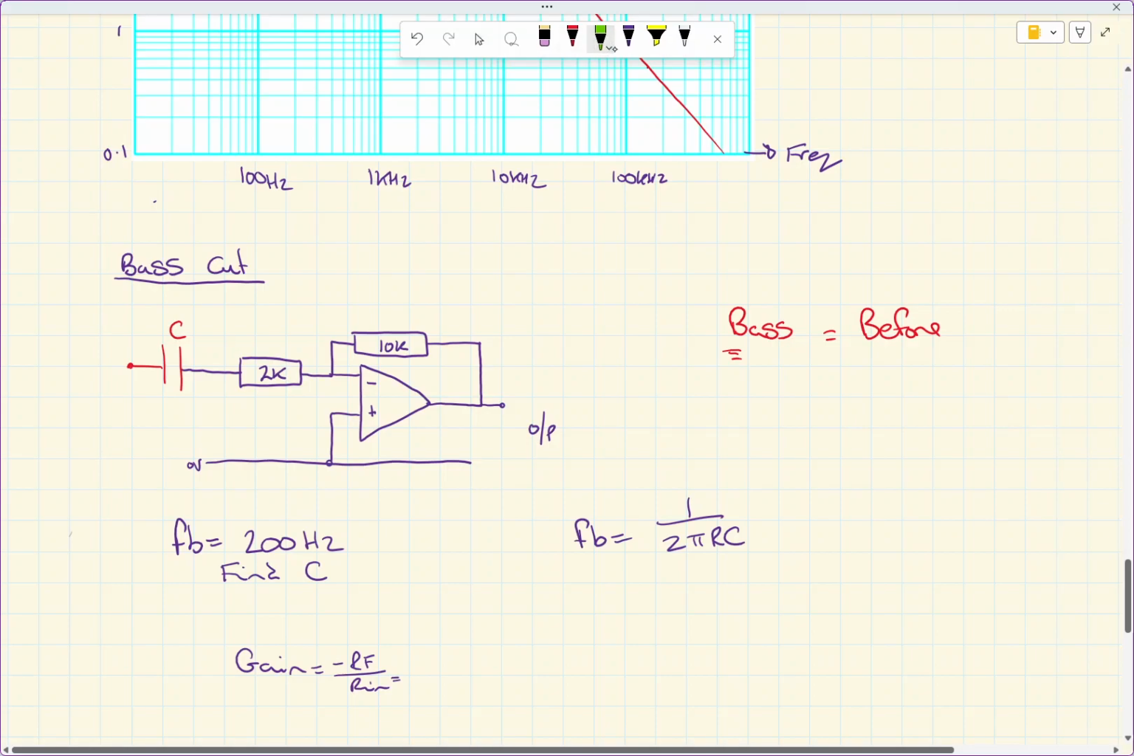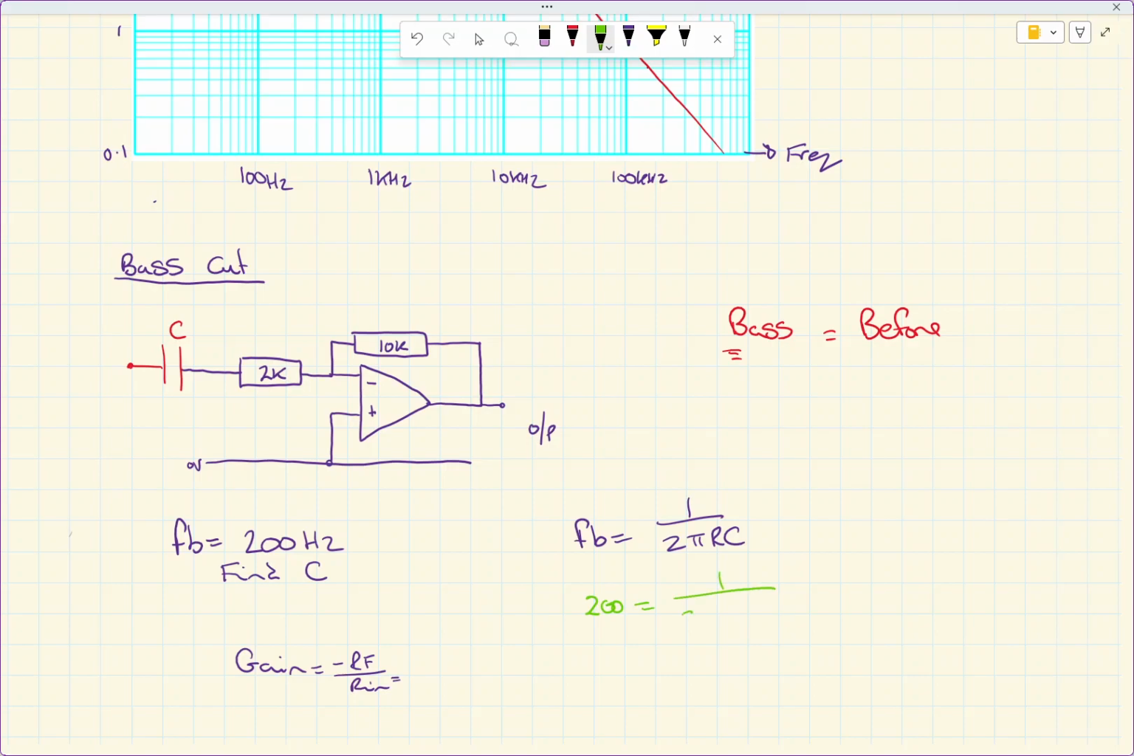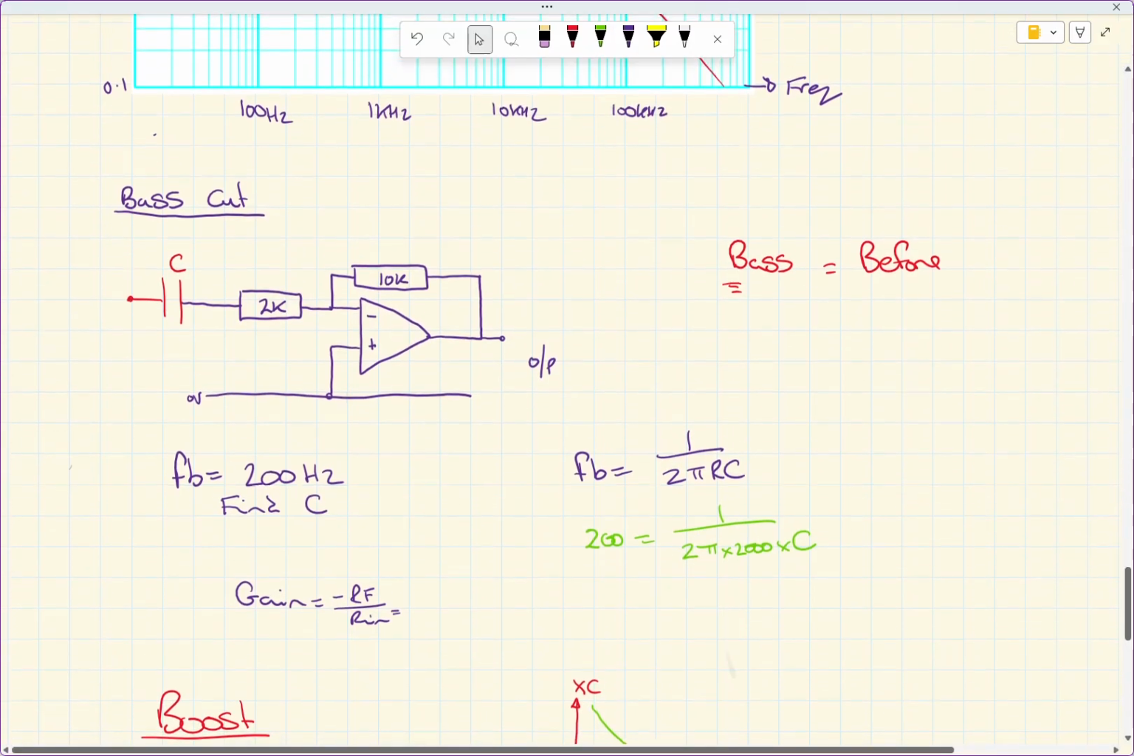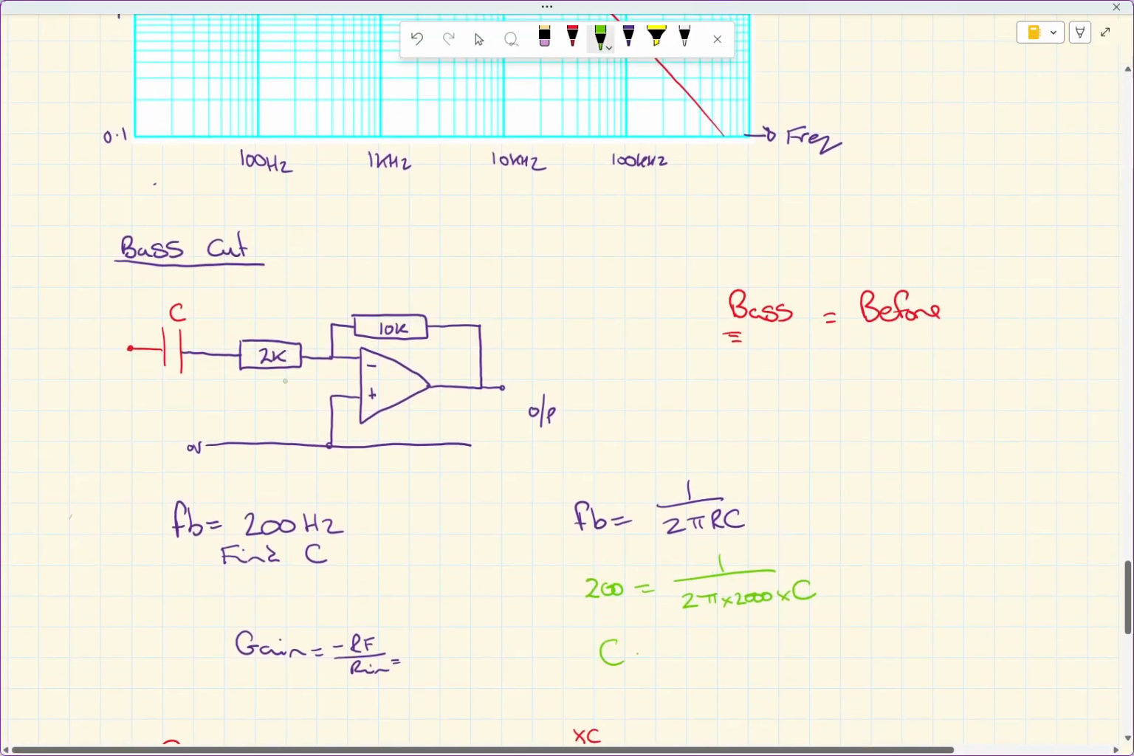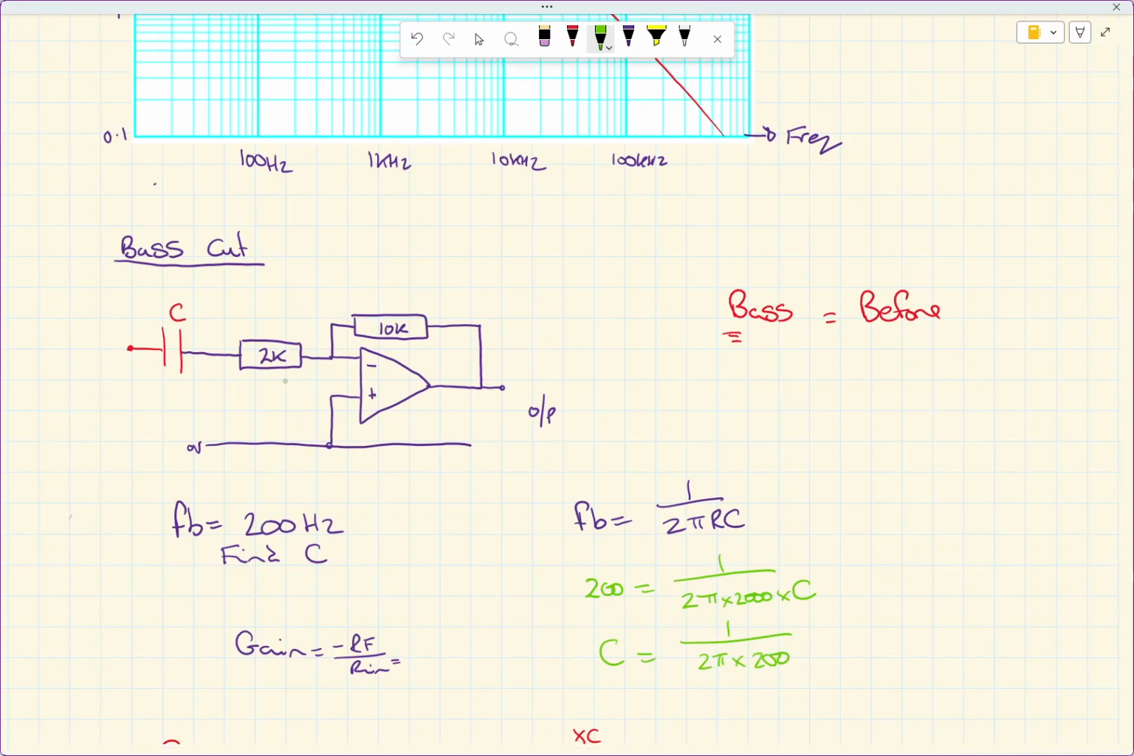So looking at the circuit like this, I want to find the capacitor. Just slotting in the values that I've got, 200 is equal to 1 over 2 pi times the resistor that's associated with the capacitor, that 2k, so times the 2000 ohm resistor times C. So we want to make C the subject of the formula. Therefore C is going to be 1 over 2 pi times 2000 times my 200 hertz.